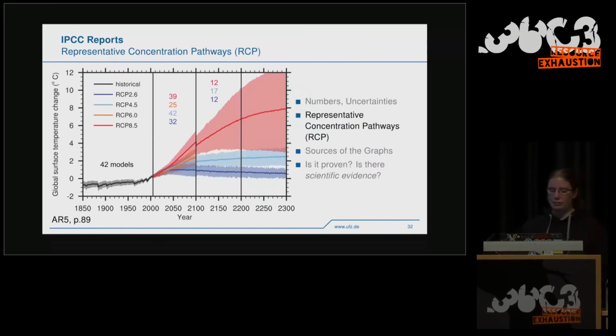Now we come back to the main question. So we answered where the graphs come from. Now we answer the question: what is a representative concentration pathway? Meaning what we all did before was more or less telling how we get to that black line in the first section, and now we concentrate on the colored part where we have more graphs than one.